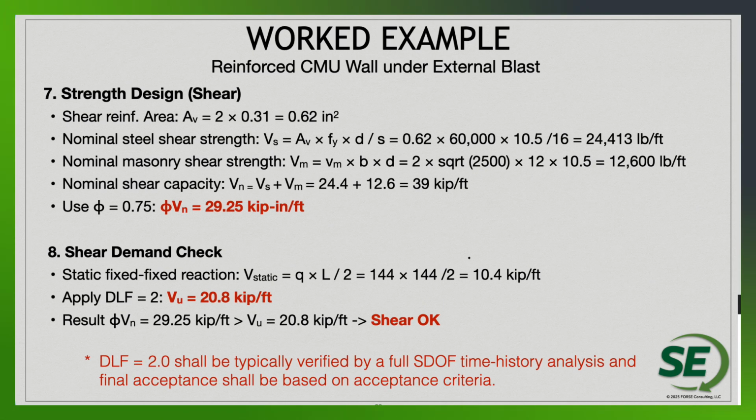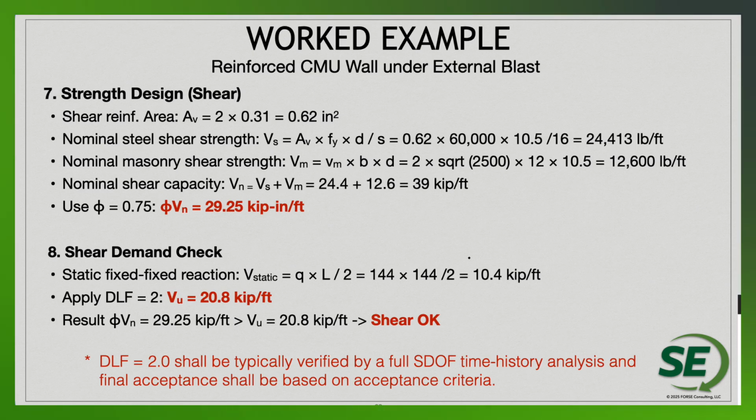And next, we verify shear. Shear steel area is 0.62 square inches per foot strip. Both steel and masonry contribute to total shear capacity, and that's a calculated value of 39 kip per foot. Design shear itself is 29.25 kip per foot, and the demand Vu is 20.8 kip per foot after applying the dynamic load factor of 2.